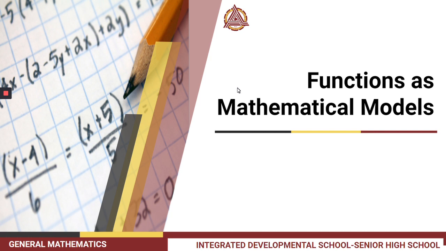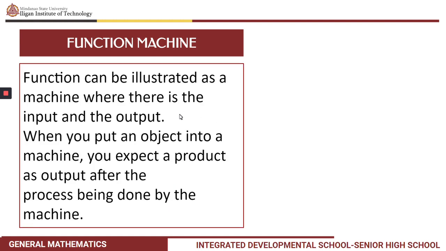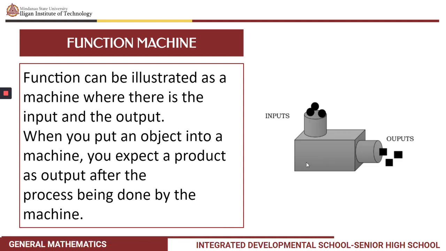So I hope that at the end of this lecture, you will be able to appreciate the essence or the importance of functions. So before we proceed with examples, real-life examples in which we can associate functions, let us define function machine first. A function can be illustrated as a machine where there is the input and the output. When you put an object into a machine, you expect the product as output after the process being done by the machine. So in this figure, no?